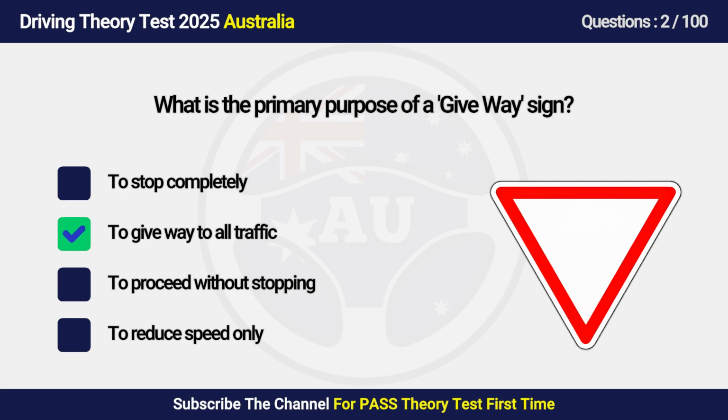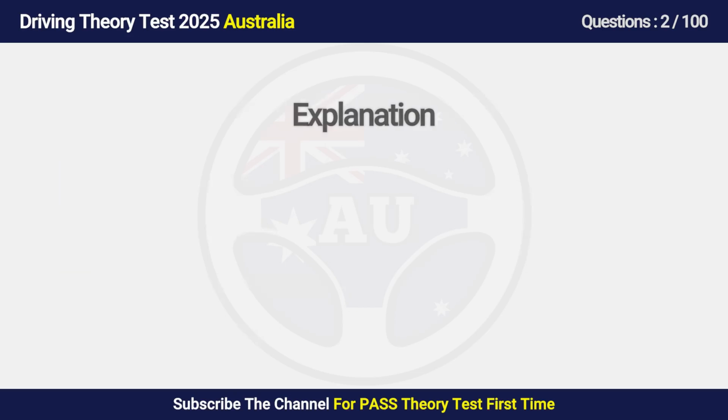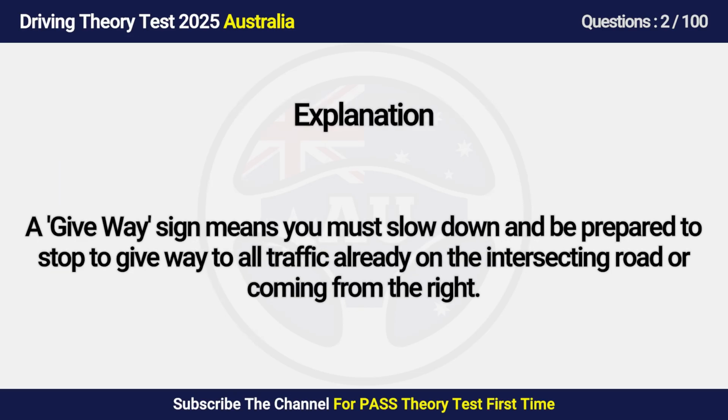Answer is B. To give way to all traffic. A give way sign means you must slow down and be prepared to stop to give way to all traffic already on the intersecting road or coming from the right.